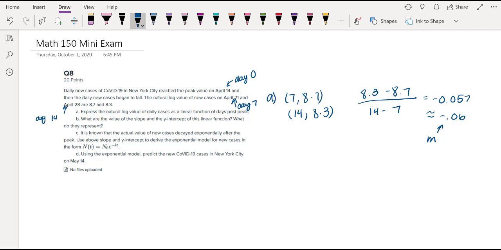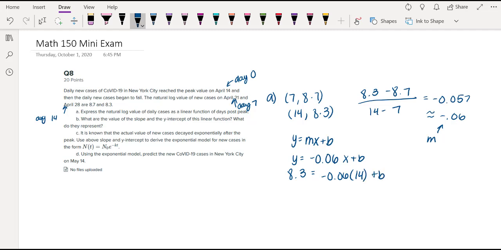My linear equation model is y equals mx plus b. So let's plug in the m that we just found. We get y equals negative 0.06x plus b. Now to solve for b, I can plug in either my first data point or my second data point for y and x, and then solve for b. I am going to choose to plug in my second one. You could just as easily choose the first one. So my y is 8.3, equals negative 0.06 times my x, that's 14, plus b.